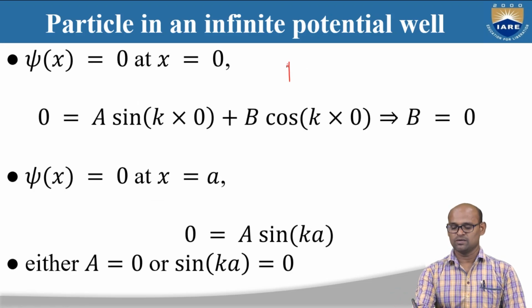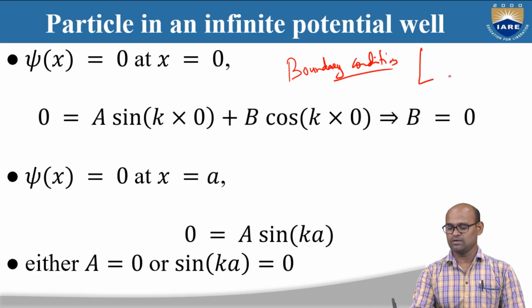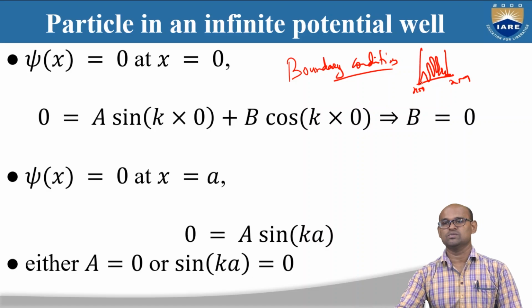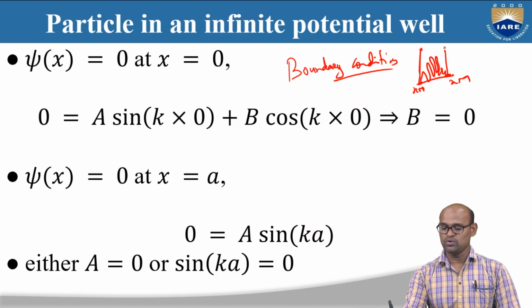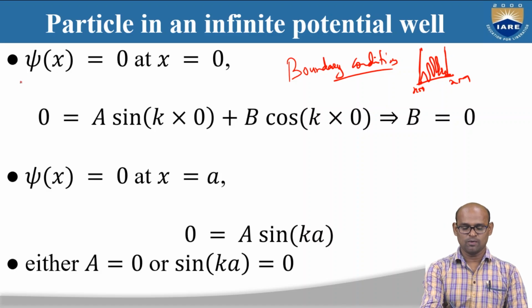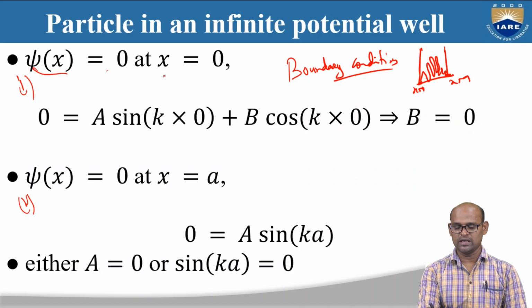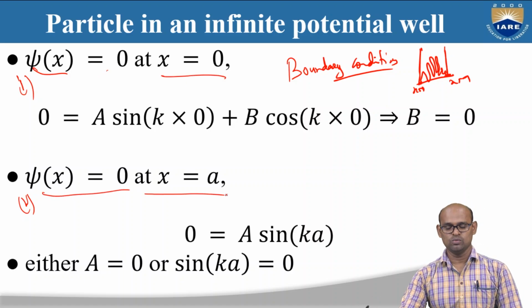So to find out these unknown constants A and B, we are going to use the boundary conditions. The boundary condition says that the wave function must vanish at the x equal to 0 boundary and the x equal to a boundary. Whatever the wave function can be inside is fine, but it must be 0 at the boundaries because the potential is infinite at the boundary. So using boundary condition 1 and boundary condition 2, psi of x is equal to 0 at x equal to 0, and psi of x is equal to 0 at x equal to a. These are the two boundary conditions.